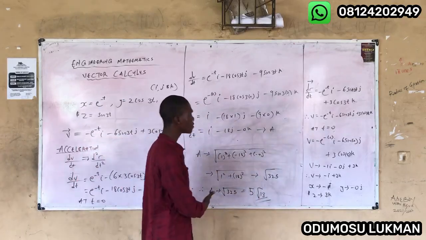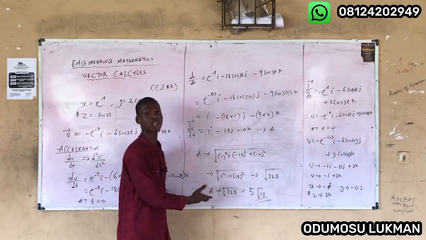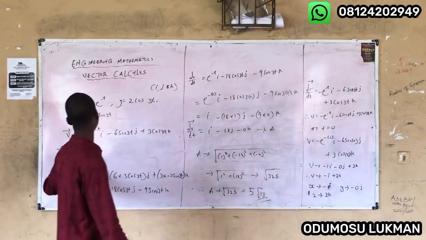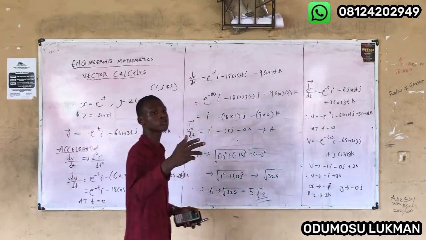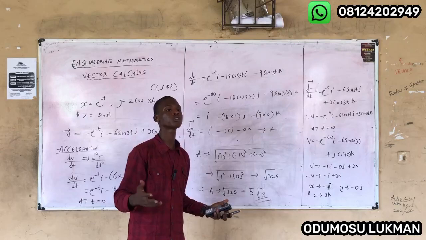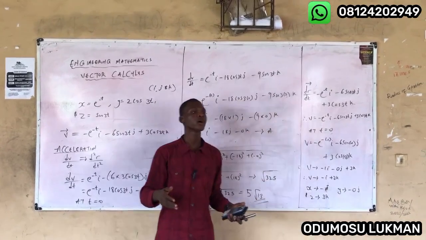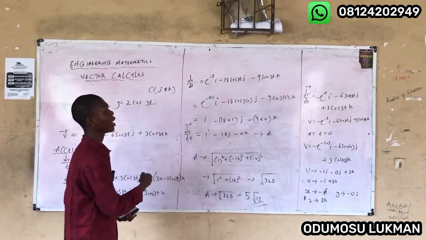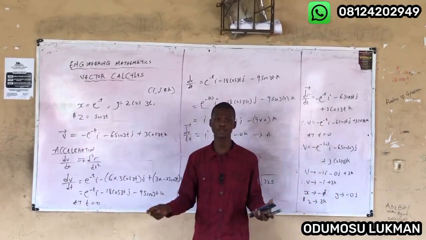So we've gotten the magnitude and the component of acceleration to be 5 root 13. Similarly, we calculated the component of the velocity to be the square root of 10. That's what the question asks us to calculate. In the next video, we will take another example explaining components and direction of velocity and acceleration. See you in the next video.